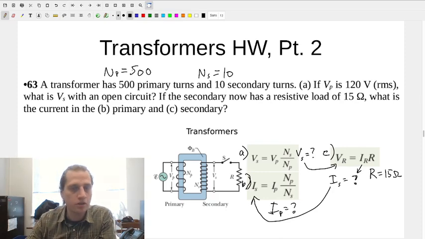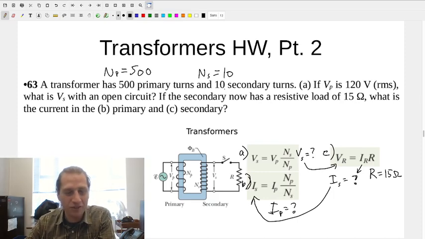Okay, so essentially the moral of this problem is if you start out with 500 turns and go down to 10 turns, you're going to end up with a lower voltage and a higher current. So in that primary circuit, you'll have a lower current, a higher voltage.